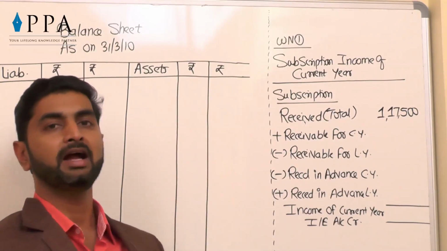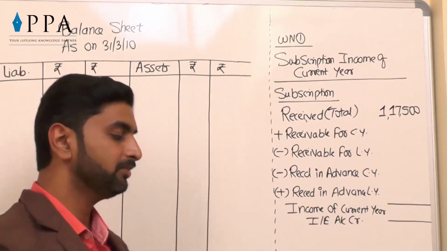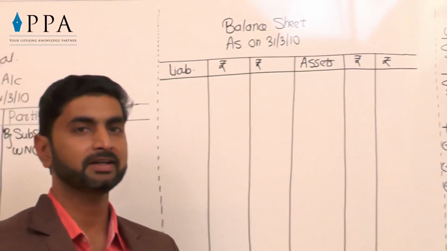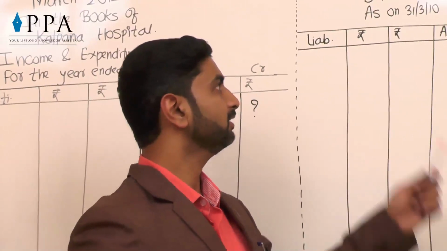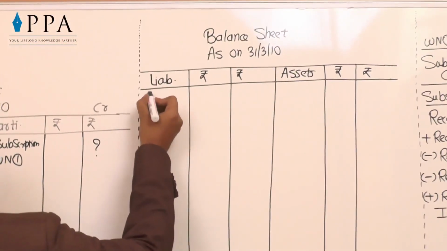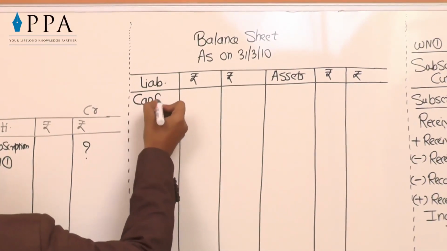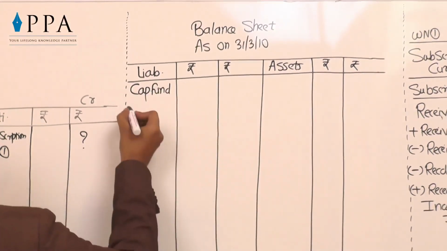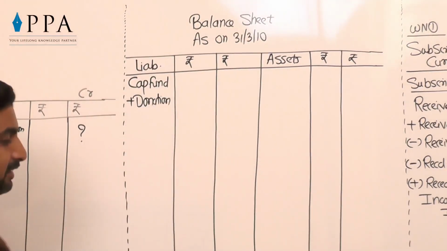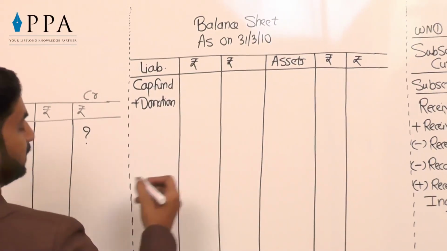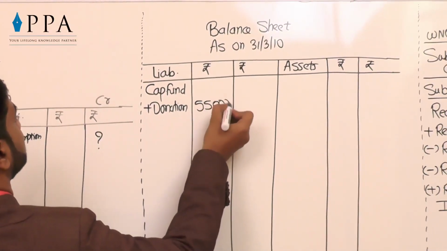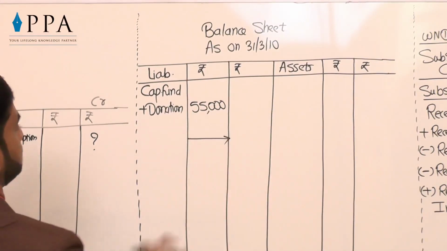So let's keep it aside and move forward for the next item given in the receipt and payment account, which is donation received. First effect is RP debit, second effect liability side, capital fund will be added. So come to the capital fund on the liability side. Till now we don't know the fund, but I will add donation to it. It's a second effect. Donation received is rupees 55,000. So it is added in capital fund and we have kept it open.